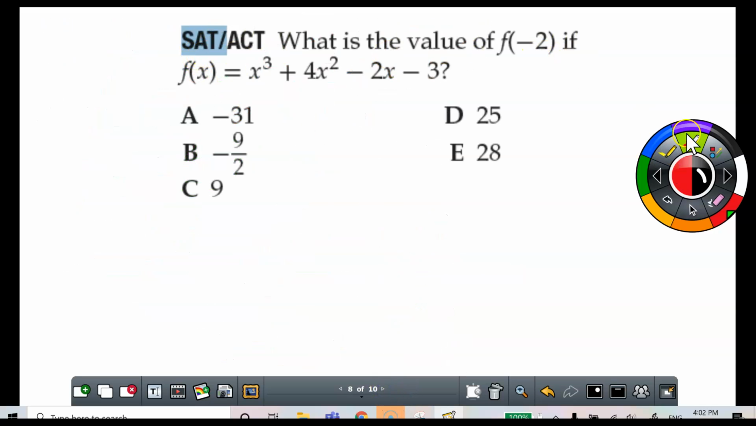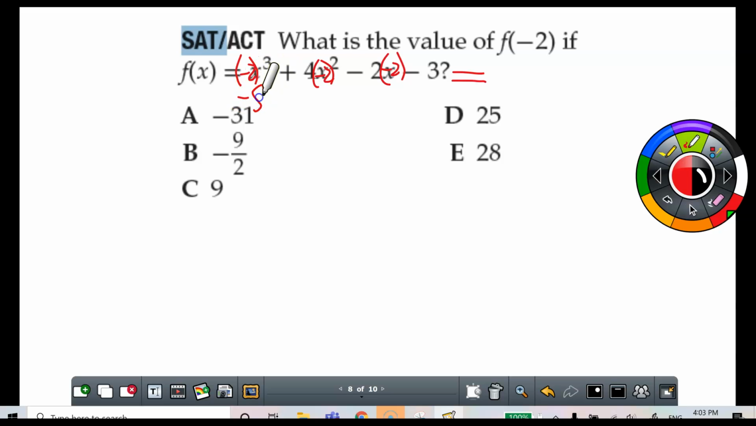If you're interested, let's do this SAT problem. What is the value of f of negative 2 if function f equals all of this? So here you just need to plug negative 2 to the place of x in this function. Okay? Let's plug in negative 2, negative 2, negative 2. When you plug in a negative number, you have to give it parentheses. Okay? And put everything here in the calculator, you're going to have your result.